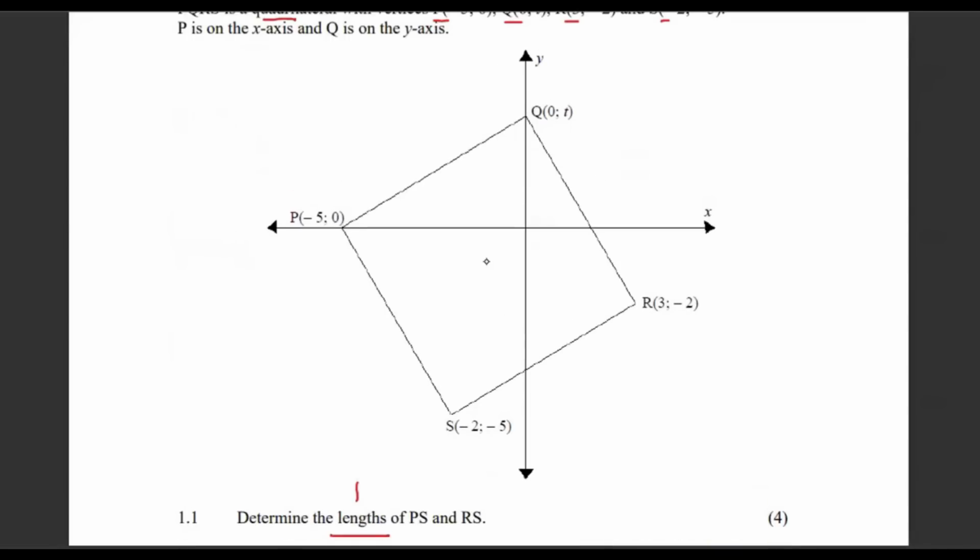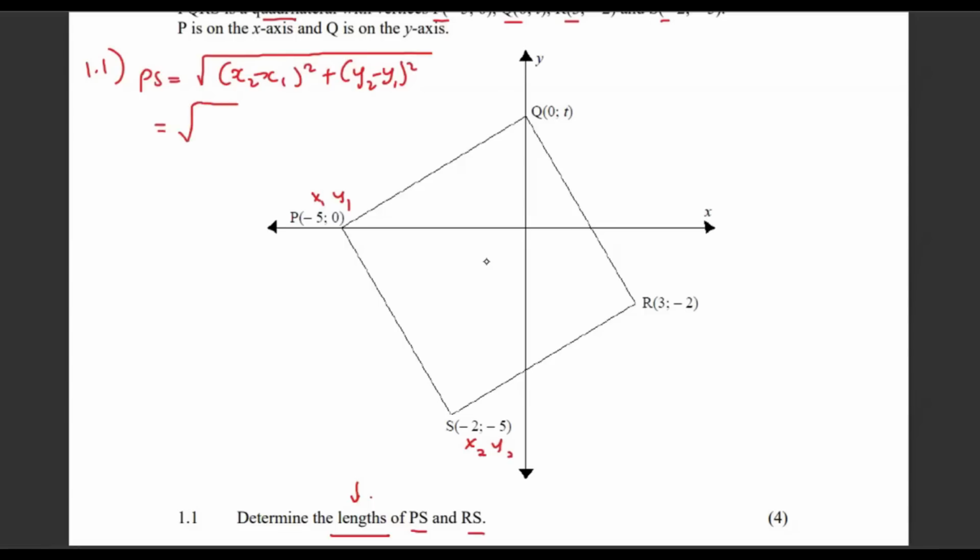They want us to determine the lengths. Remember, when they ask for lengths, that's basically the distance. So we need the length PS and RS. For 1.1, with my distance formula, we know that PS is going to be the square root of (x2 minus x1) squared plus (y2 minus y1) squared. My focus is PS, so I can call these x1, y1, x2, y2 and substitute into the formula. So x2 is -2 minus 5 squared.